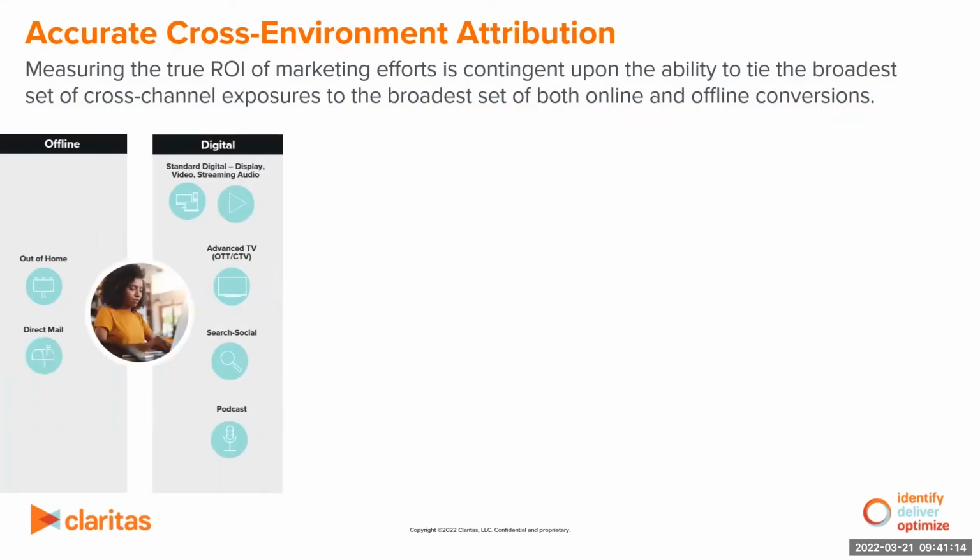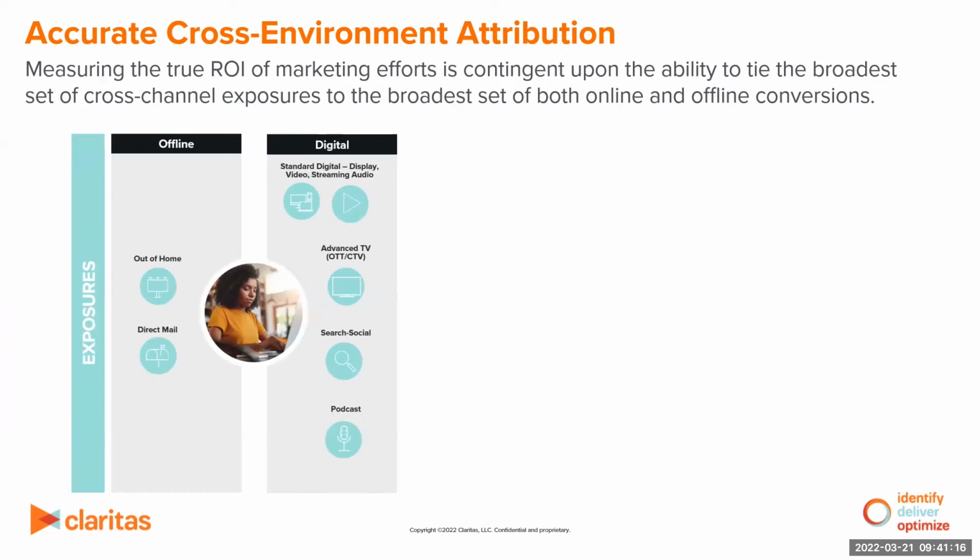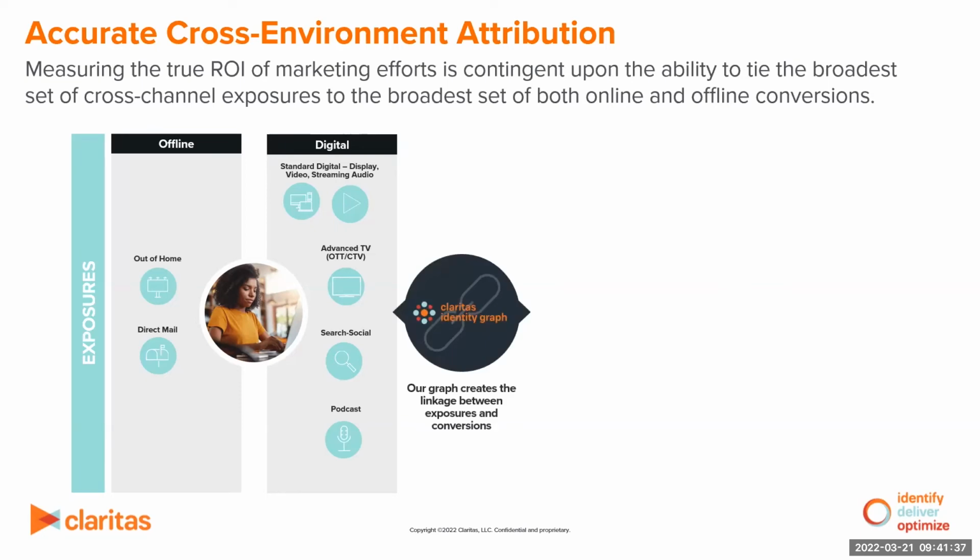Properly attributing media exposures to consumer actions requires the ingestion and expertise in handling the highest and most accurate volume of online and offline exposure and conversion environments. This includes the ability to account for and control for unique nuances of campaign effectiveness. At Claritas, our cross-environment identity graph accurately resolves anonymous activity to a Claritas household, regardless of where its members are or what devices are used.